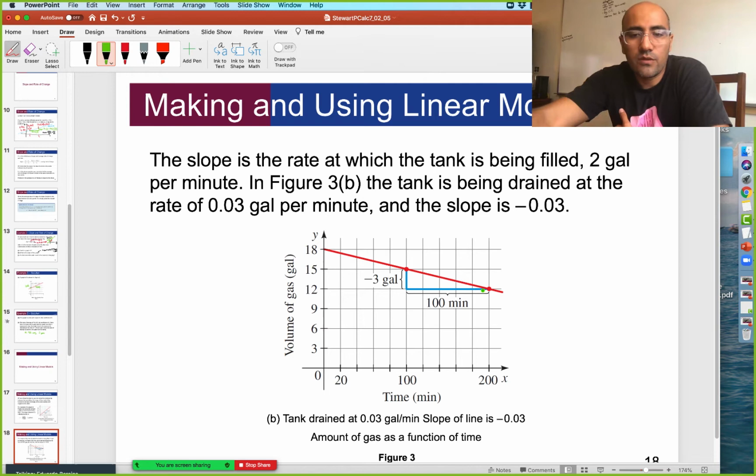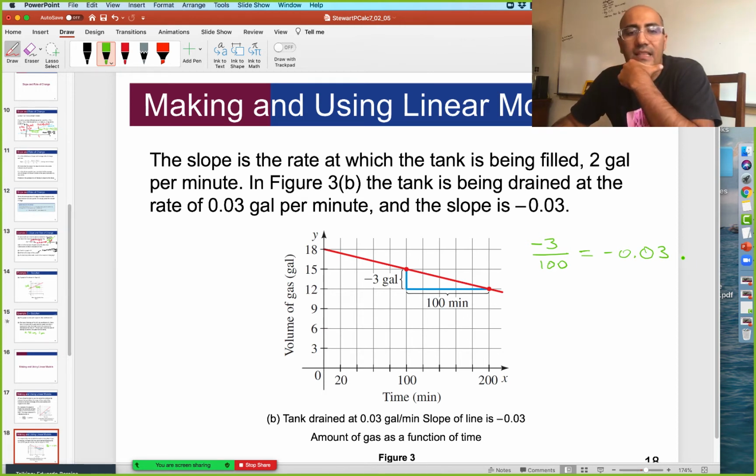If we divide those two things, negative 3 divided by 100, that's how you get negative 0.03 gallons per minute. This is like earlier, when we had a decimal, 4.5 gallons per minute. We could handle 4.5 gallons per minute, and we can visualize what that means. But 0.03 gallons per minute, that it's being drained at this rate, is a little bit more difficult to visualize.